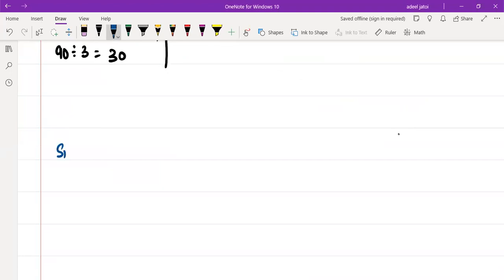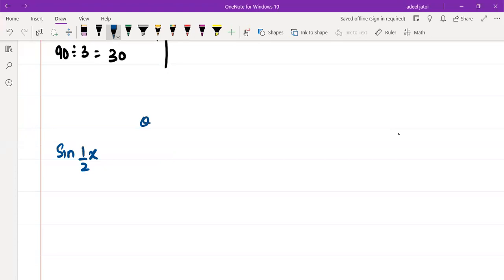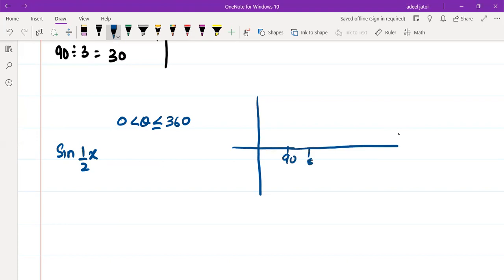If the question would have been sine 1 upon 2x, that means the entire cycle that was 360. Now you will have to create only one half of it, which means if I say theta is greater than 0 and less than equal to what? 360. Your original graph is 90, 180, 270 and 360. I'm creating the original graph. This is 1. Let's take this as -1. This is sine 180, 270, 360. This becomes your original graph.